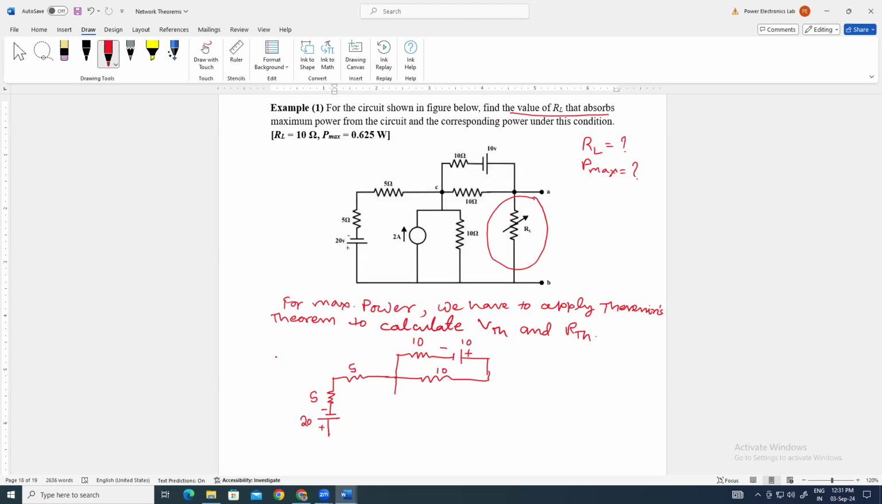In parallel with that current source, a resistance is there. So can we convert this combination into a voltage source in series with the same resistor? Can we convert this current source into a voltage source? It will simplify our circuit.